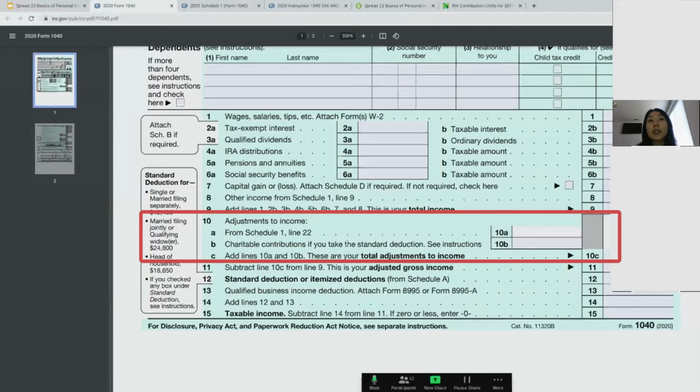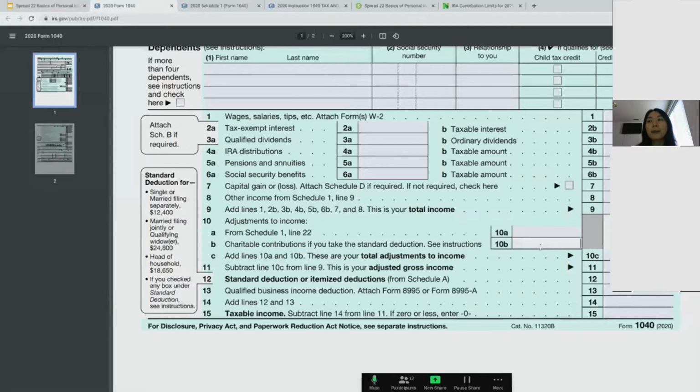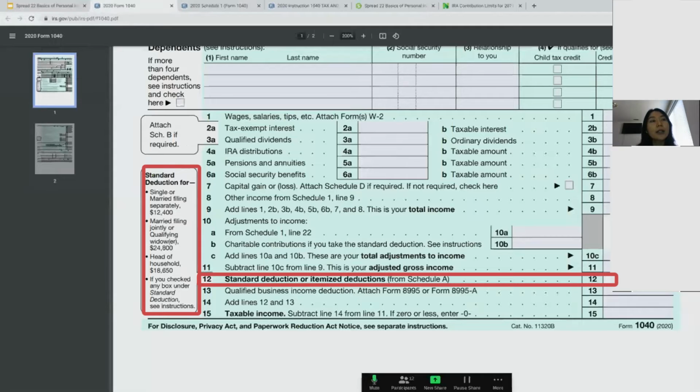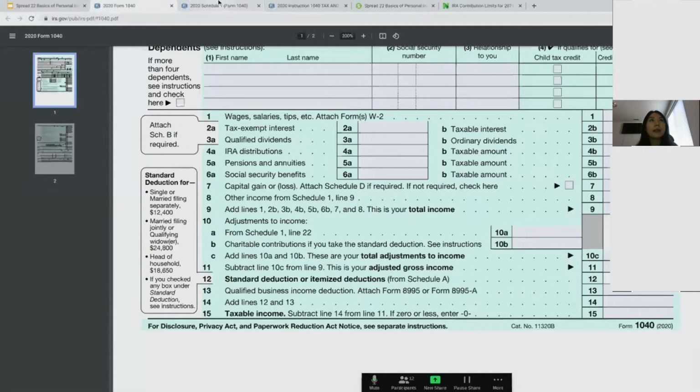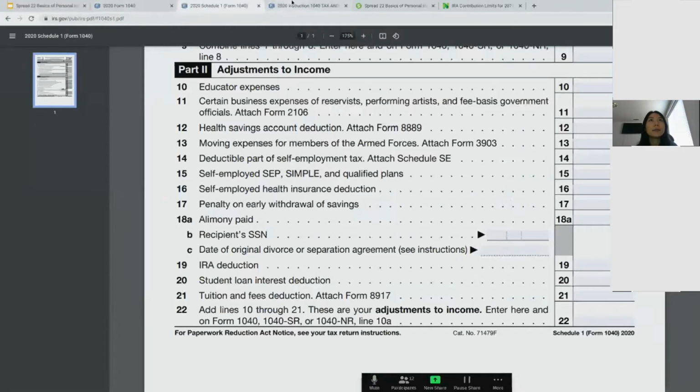And then if you contributed to charity, you put that in 10B. And then you get your AGI after subtracting your total adjustments to income from your gross income. AGI is line 11. And then afterwards, there are standard or itemized deductions, right? They even list that on the side here. If you take the standard, these are the amounts. If you itemize, you'd have to fill out Schedule A. Let's look at Schedule A.